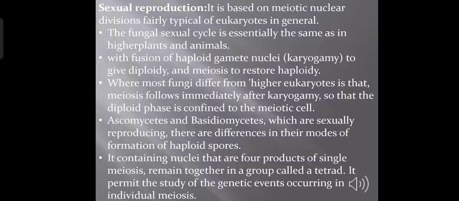to the meiotic cells. In ascomycetes and basidiomycetes, which are sexually reproducing, the difference lies in the mode of formation of haploid spores. The nuclei, being the product of a single meiosis, remain together in a group called a tetrad. It permits the study of genetics even in an individual meiosis.